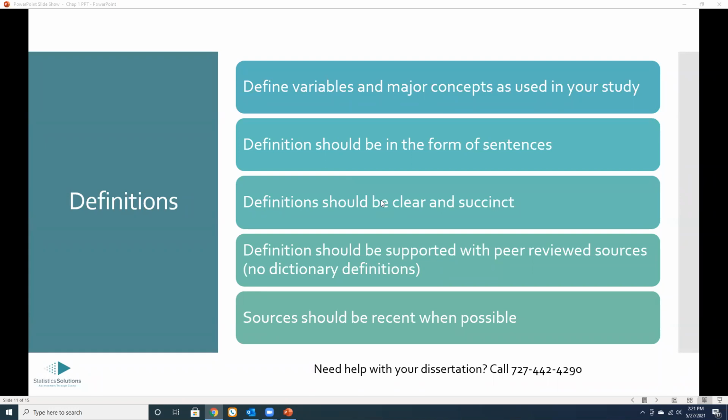Ideally, they should be supported with a peer-reviewed source. No dictionary definitions, no dictionary citations. These are not general definitions pulled from Webster's. Sources should be recent when possible, but for the definitions part, that's not so important. Just a peer-reviewed source is what's important.